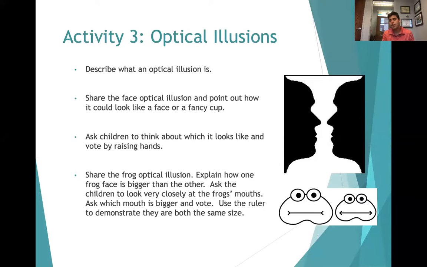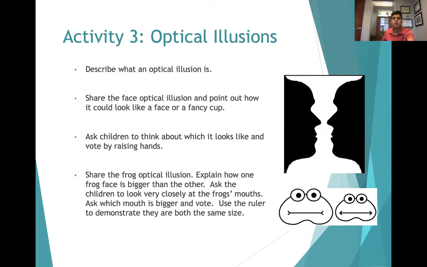And so you want to share the face optical illusion, that's the first one, and point out how it could look like a face. So it kind of looks like two faces staring at each other, or a fancy cup if you look at the white part in the middle. You want to ask children to think about which it looks like, and then vote by raising hands. And then sharing the frog optical illusion, you'll explain how one frog face is bigger than the other. You'll ask the children to look very closely at the frog's mouth, ask which mouth is bigger, and vote. Use the ruler to demonstrate they're both the same size.